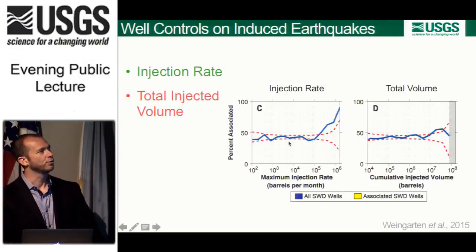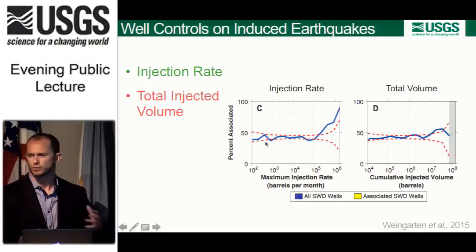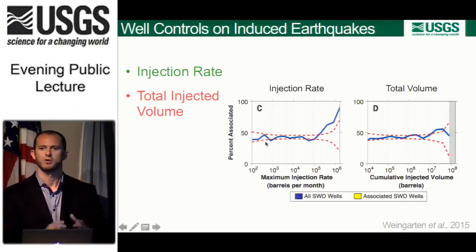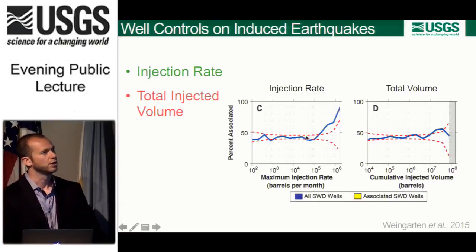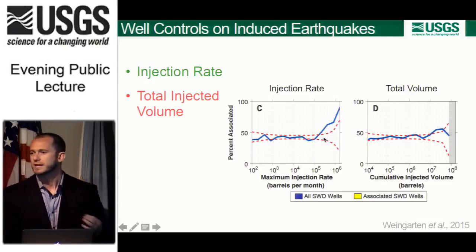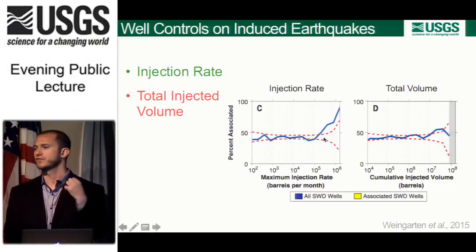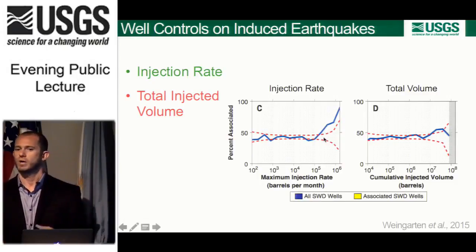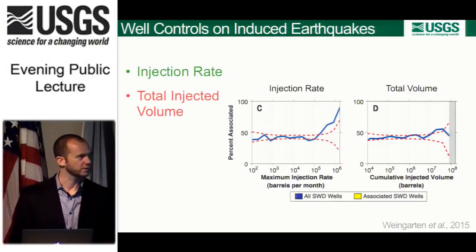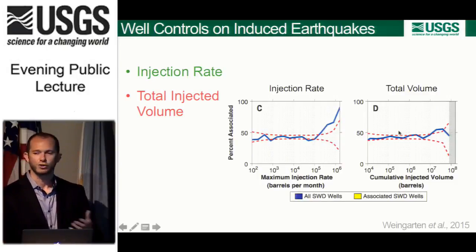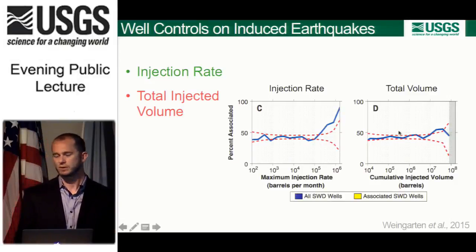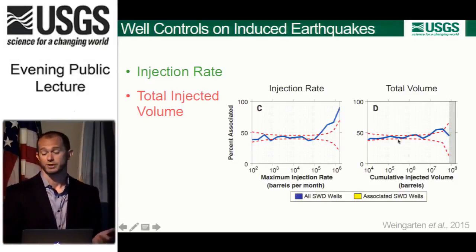And so if this blue line lies within these red lines, which is what we would expect for a random correlation, we don't think there's a real signal. But as you can see, once we get to about 200,000 or 300,000 barrels a month, we're well above these lines that indicate that we're probably seeing a random signal. And so what we can confidently take away from this is once you get to these very high injection rates, you're much more likely to be causing earthquakes. Looking at total volume here, you really don't see a very significant signal, which we found pretty surprising.